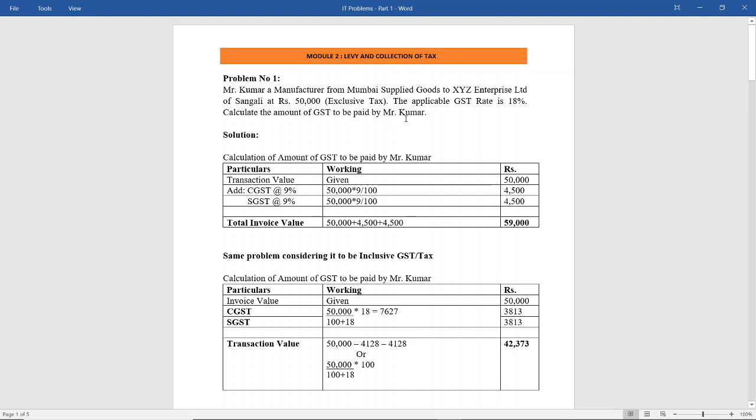Usually you know that the supplier collects the GST amount from the receiver and he pays to the government. So that is why it is called indirect tax. Where the purchaser is not directly paying it to the government, the supplier is collecting the tax amount from the purchaser and the supplier will pay it to the government on behalf of the purchaser. Okay, moving ahead. So what they are telling, calculate what is the amount of GST to be paid.